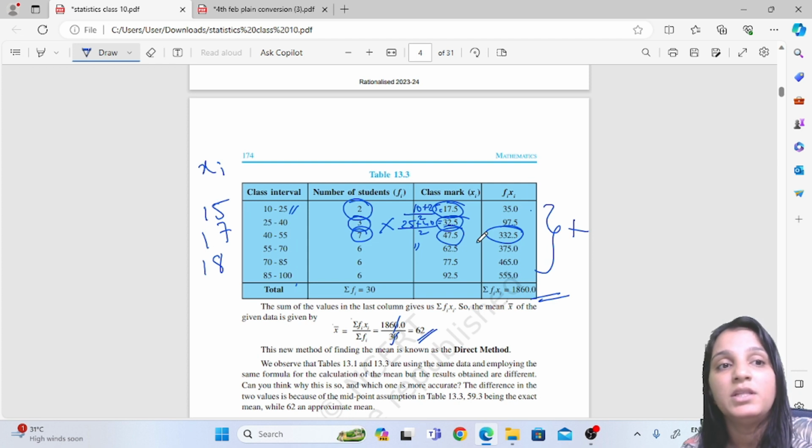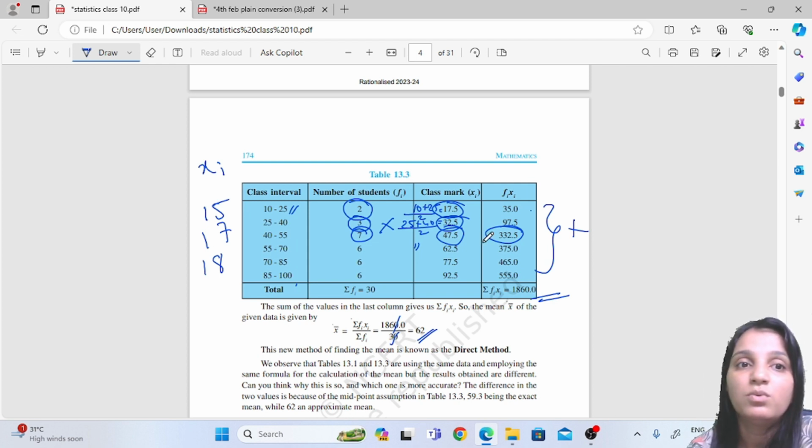So in the next class, we will see how to calculate mean with other methods.